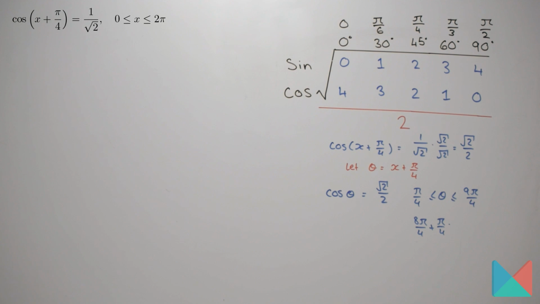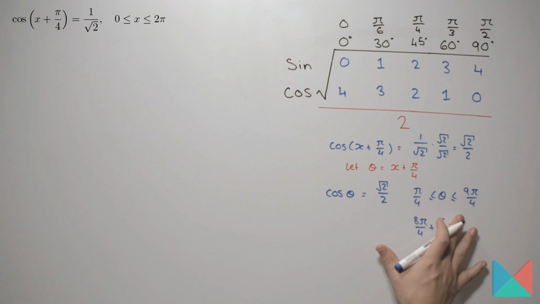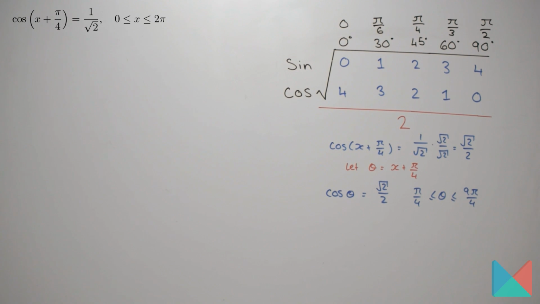And now you can see that we're in the position where we have simplified our problem and we can draw the unit circle. So let's rub this out to leave some room, and now we're going to draw the unit circle.